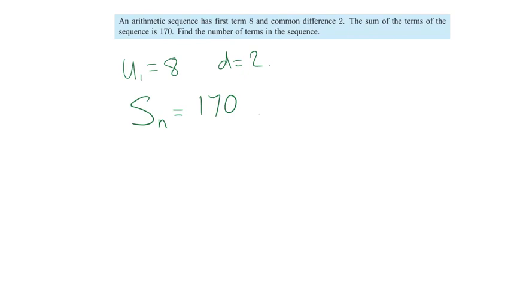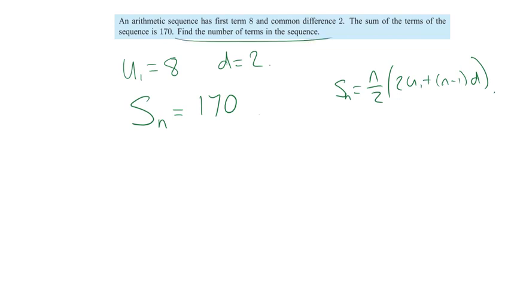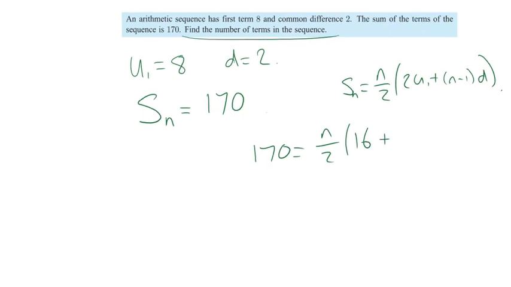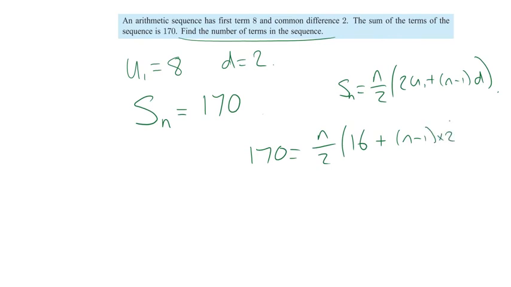Okay, so what are we going to do with this? Well, let's start thinking about our formulas. And I think the one we're going to have to use is the following. So let's write it out. S of n equals n over 2, 2u1 plus n minus 1 d. Because we can pop in the Sn, we can pop in the u1 and the d, which leaves us one unknown, which we can find, n. And we are looking to find n, the number of terms in the sequence. So let's do that. So 170 is equal to n over 2, and then 2 times u1 is going to give us 16, plus n minus 1 multiplied by 2.